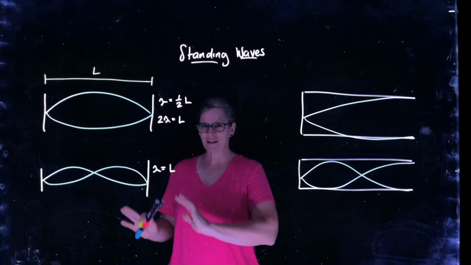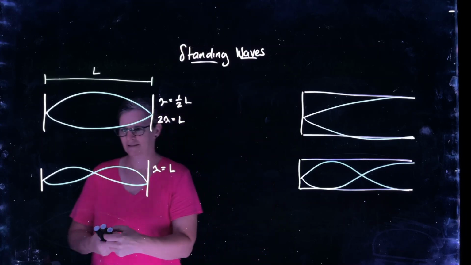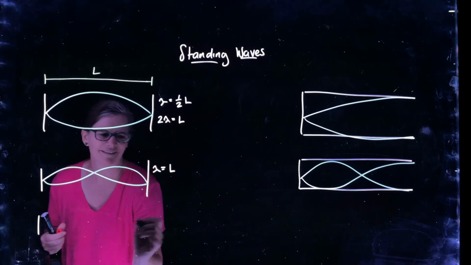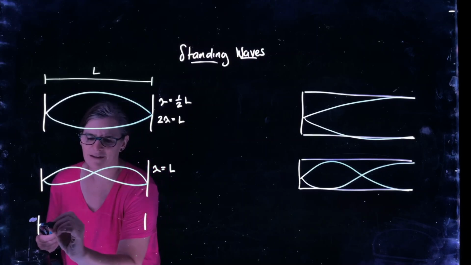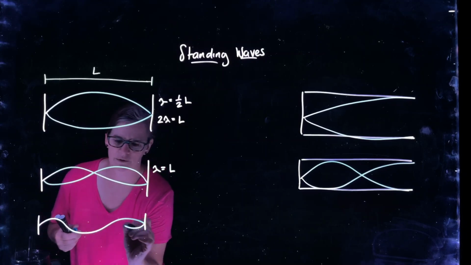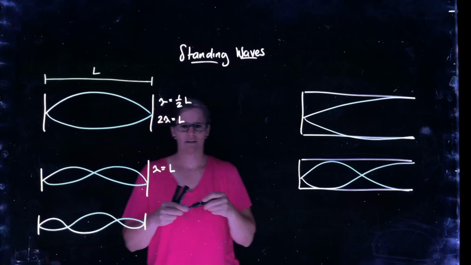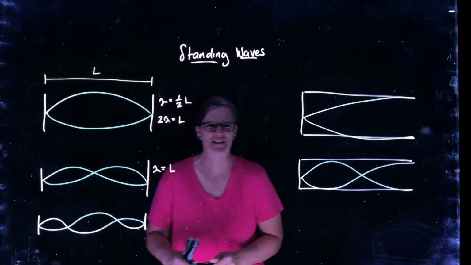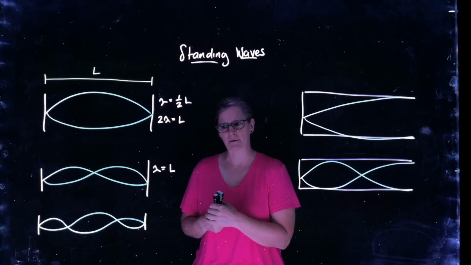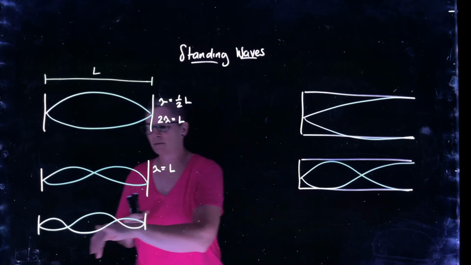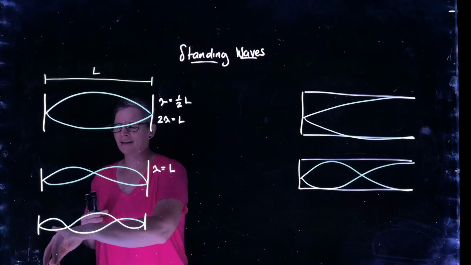If you can visualize that third harmonic, I'll go ahead and draw it up here. I want you to think about how the wavelength is related to the length. These are not drawn very proportional, sorry about that. How is the wavelength related to the length in this third image? Go ahead and pause the video so you can think about it.